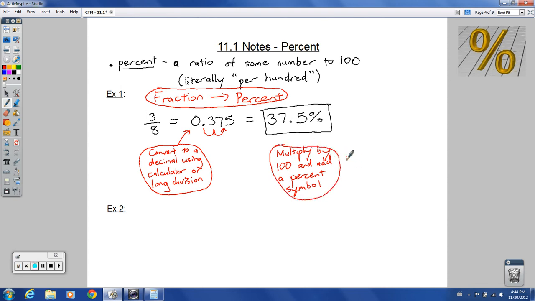And then one extra little side note here. If you're going from the decimal to a percent, you're going to move the decimal 2 places to the right.